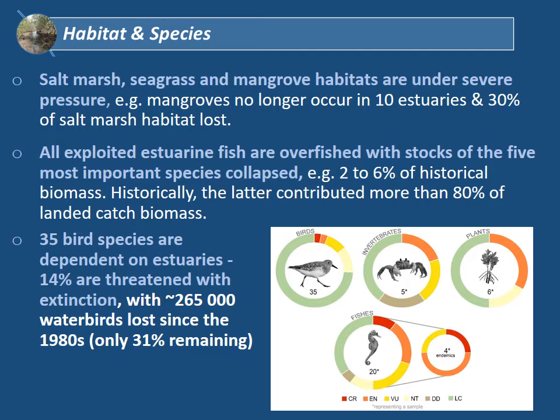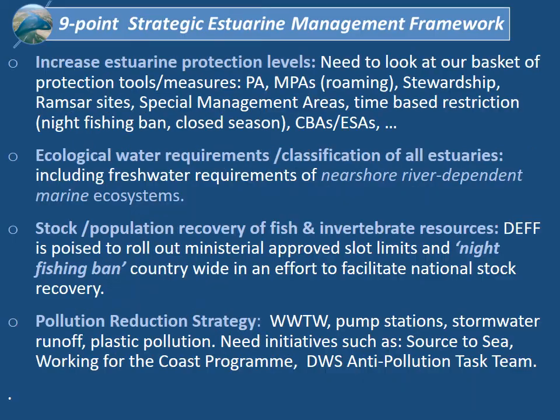35 bird species are estuarine dependent. 14% of these are threatened, and we have lost nearly 260,000 water birds since 1918, with only about 31% remaining.